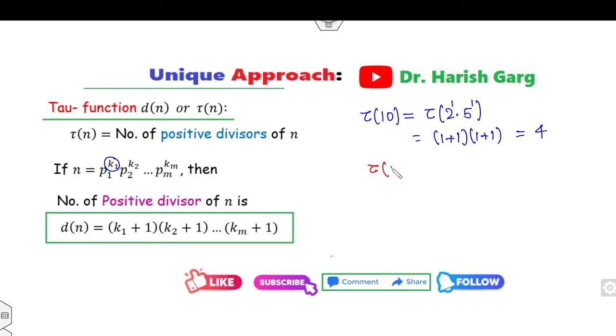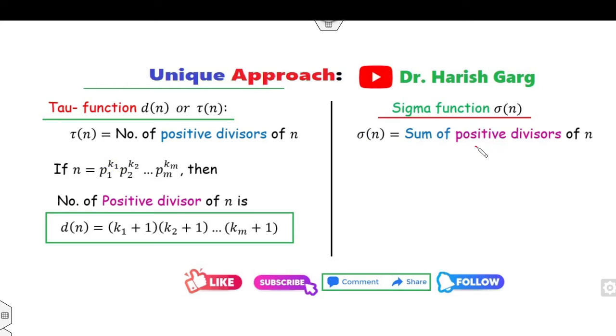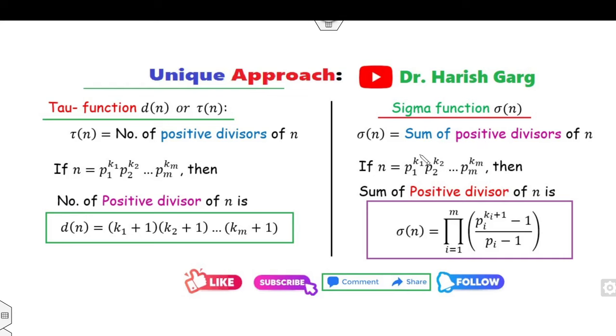Similarly, if you want to write 12, it will be 2 raised to power 2 into 3. So that will be 2 plus 1, 3. And for the other it's 1 plus 1, 2. That is my 6, right. Another definition is the sum of the positive divisors. Whatever you have obtained, these are my divisors. And what will be the sum? You can find the sum will be p_i raised to power k_i plus 1 minus 1 over p_i minus 1.